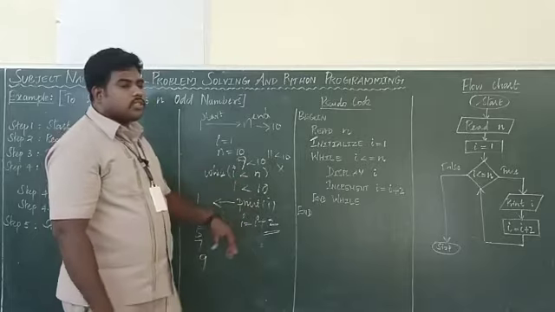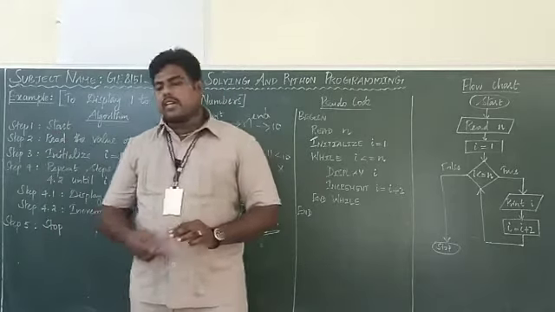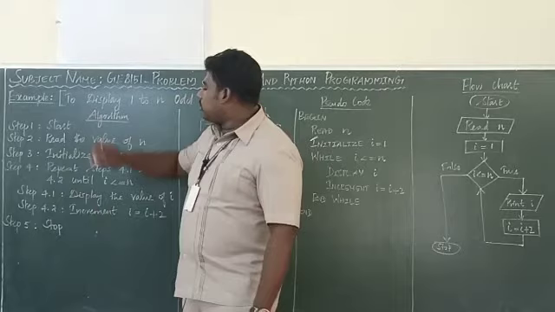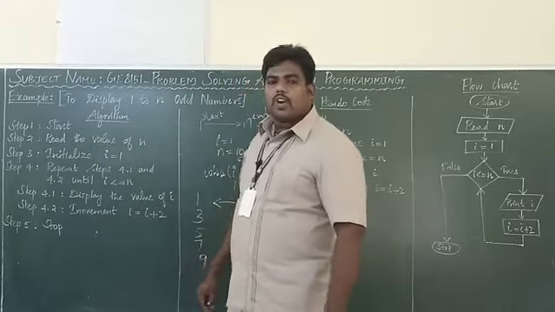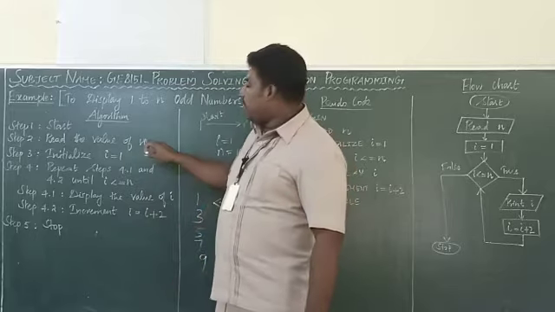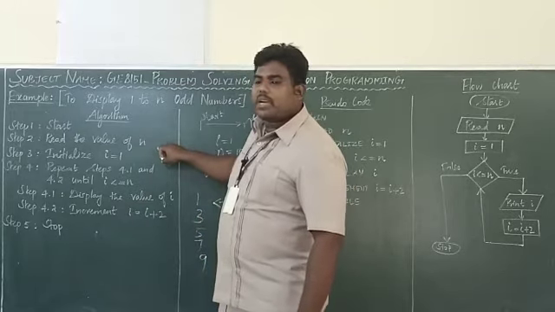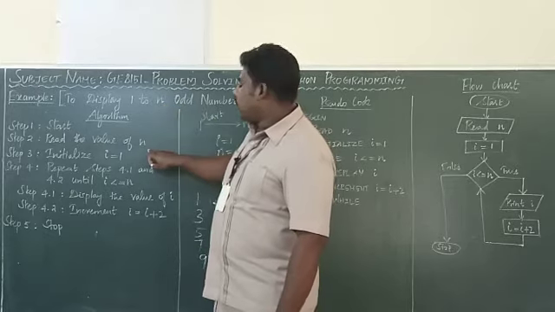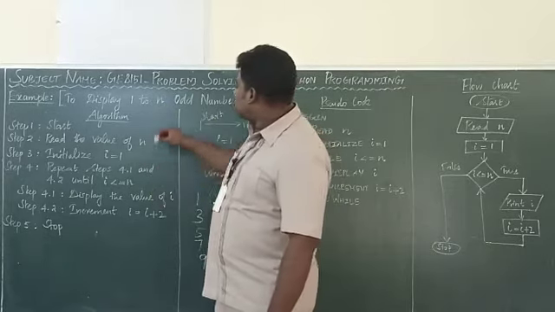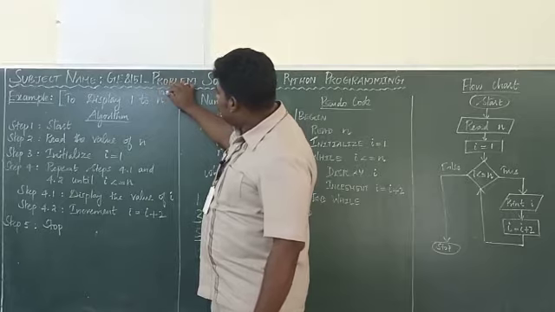This logic only I am going to write in the form of an algorithm first. First, start the algorithm. Then read the value of n. What is the n value? It is the user input, the end point. As we are using 1 to n, I am taking the n value from the user. Suppose sometimes they will give 1 to 100.